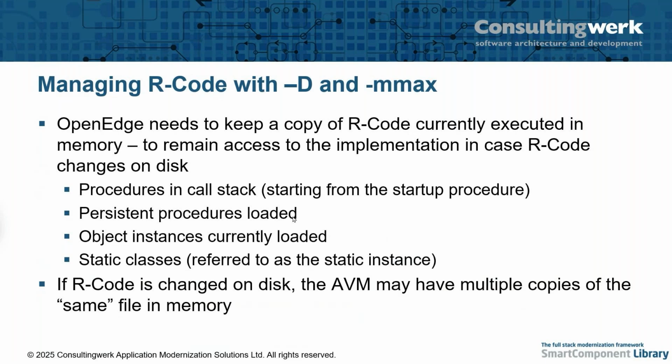And related to that are startup parameters minus capital D and MX. So the OpenEdge runtime needs to keep a copy of R code in memory of the currently executed code. Well, I can only guess why, but assume that this is also needed to avoid issues that could happen if you're having a running persistent procedure in memory and suddenly the R code on disk is changed, that the running instance of that procedure, or procedure anywhere in the stack, the implementation is actually changed while it's running.